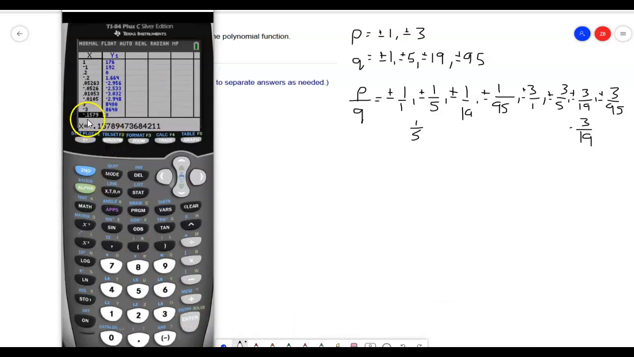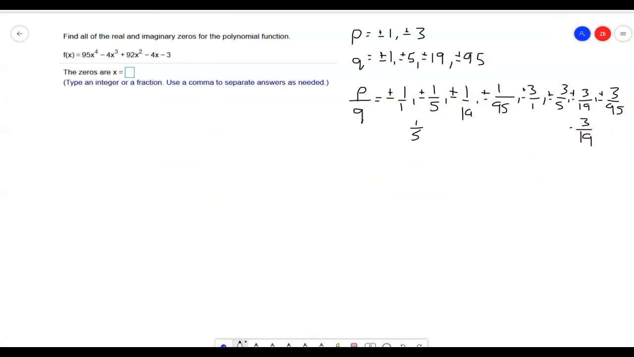All right, so I just checked the negative 3/19. Now I have a 3 over 95. Nope, and a negative 3 over 95. All right, so I know that my only real rational roots are 1/5 and negative 3/19. So now I can at least use synthetic division in order to reduce this down. I'm going to use the 1/5 first because that's going to be a little bit easier.